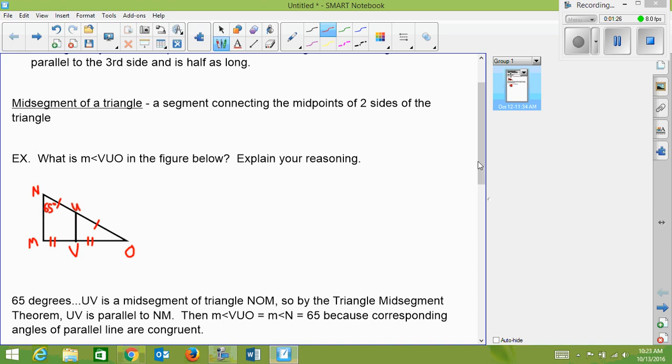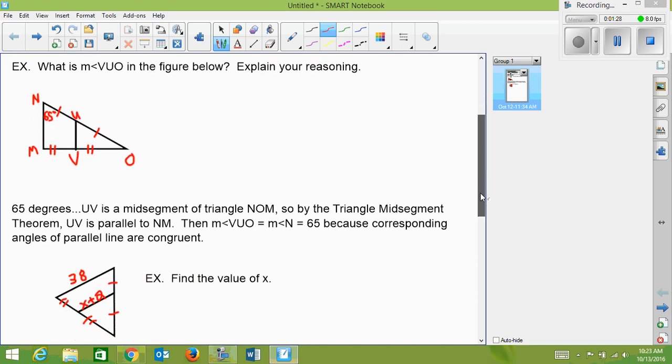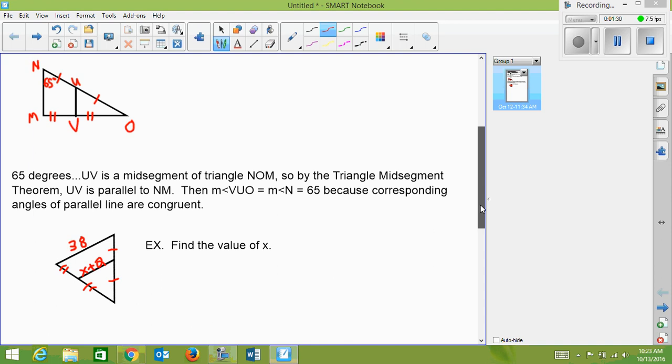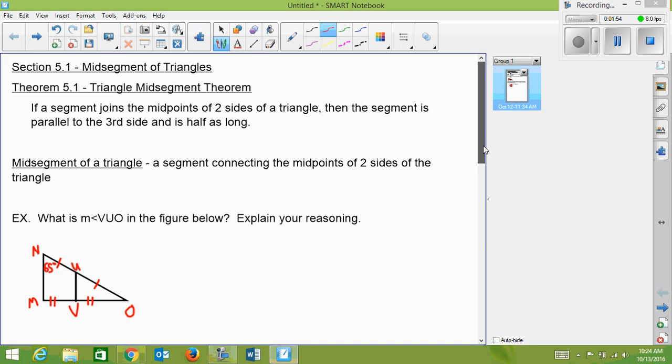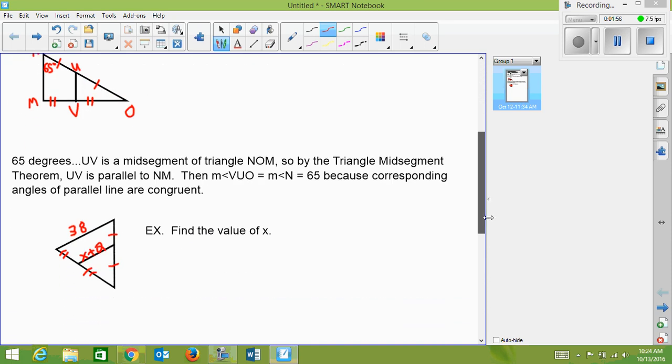And then I have one more example here. Here's my picture. So if I have this triangle, the big triangle, and then my midsegment. So I want to find the value of x, and so I know that this whole segment is 38, and I know that this one is x plus 2. If you look at the midsegment theorem up here, it says the segment is parallel to the third side and is half as long. So you know it's half as long.